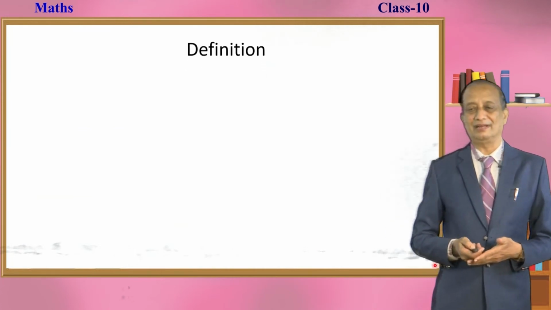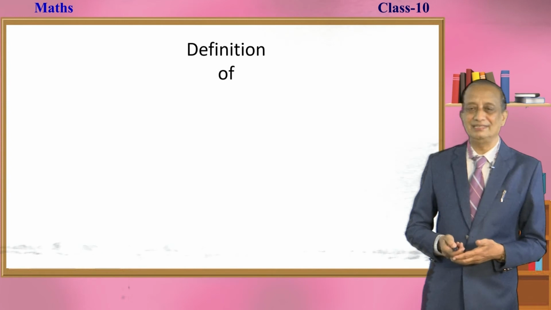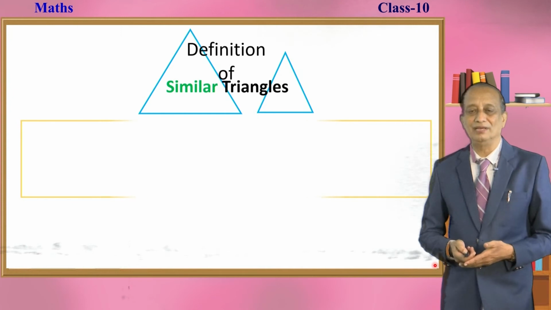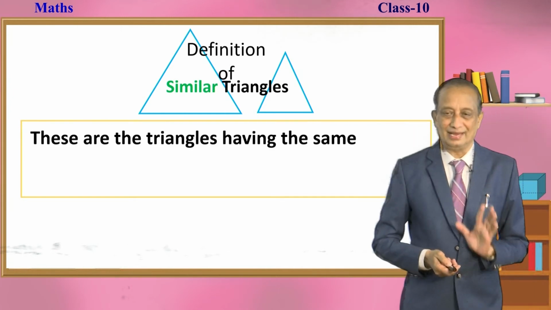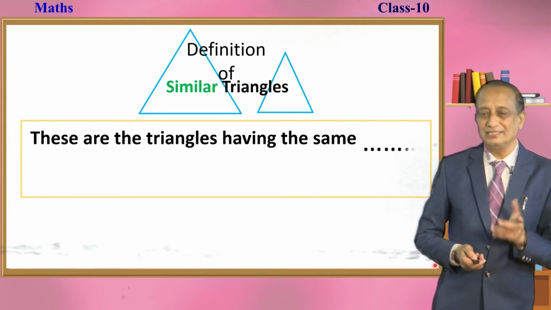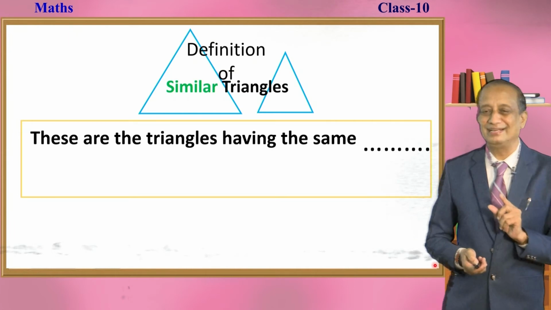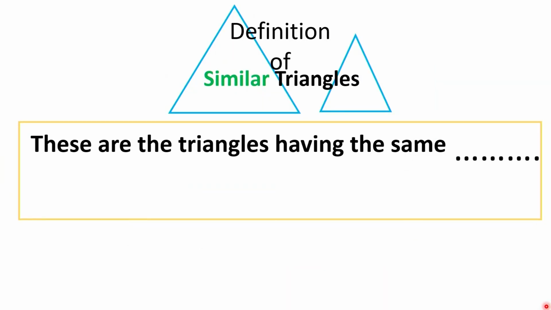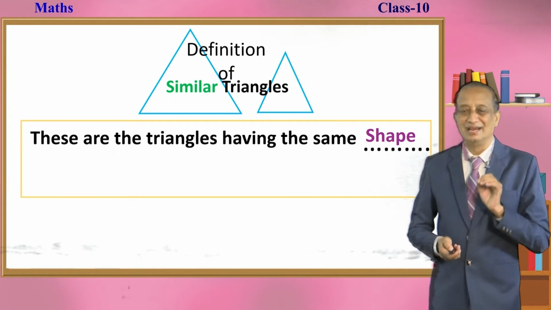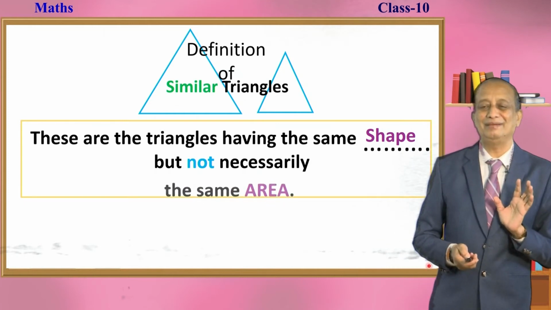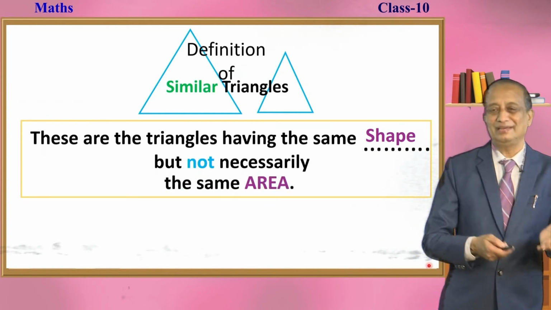Okay. Similar triangle definition. Can we state like this? So, we can define similar triangles this way. These are the triangles having the same... Is it possible, children, to fill up this gap? When do you call two triangles as similar? Yes, you are right. They should have the same shape. Then only we can call them similar. So, these are the triangles having the same shape, but not necessarily the same area. Area may be different, area may be the same.